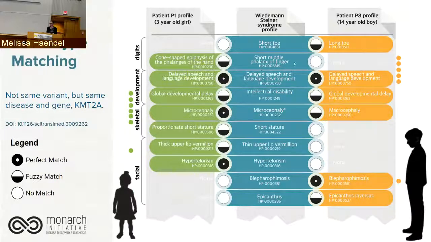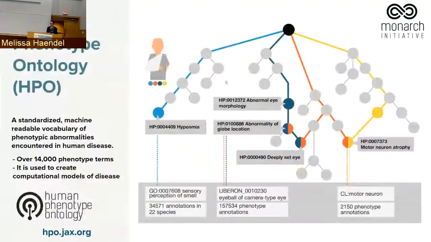Short middle phalanx of the finger is not present in the 14-year-old boy, but a related phenotype is here in the girl. So cone-shaped epiphysis of the phalanges of the hand has a phenotypic similarity to the short middle phalanx of the finger. And so what this is, if I go back briefly, is it's saying there's related terms. These terms are not exactly the same, but they might be nearby in the graph, right?